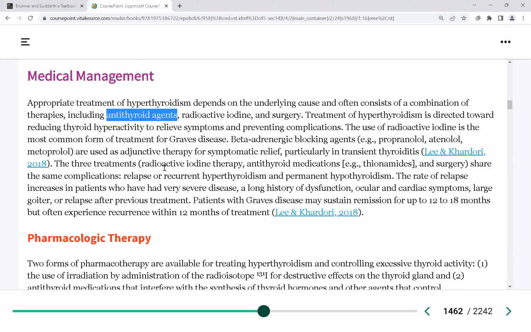We'll look at the drugs and the nursing responsibilities later. Another option is to give them radioactive iodine. The purpose of this treatment is that the only organ in the body that uses iodine is the thyroid gland. So when you give them radioactive iodine, where will this iodine go?